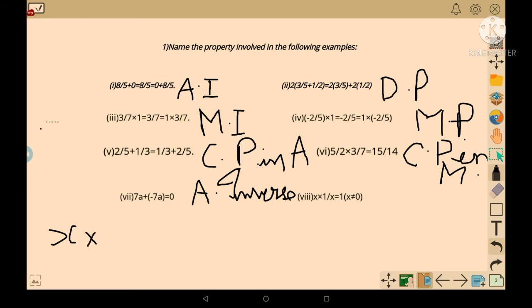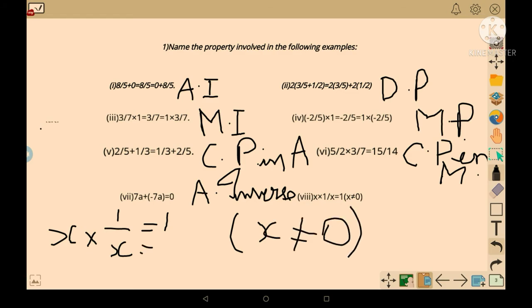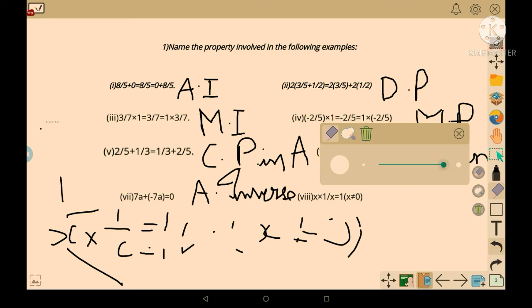So 8, x into 1 by x equals 1, and here in the bracket they give that x is not equal to 0. So here we can take it as 1 and here too we can take it as 1, right? If we take both as 1, we multiply them and get the answer 1, right? So 1 is the answer here.